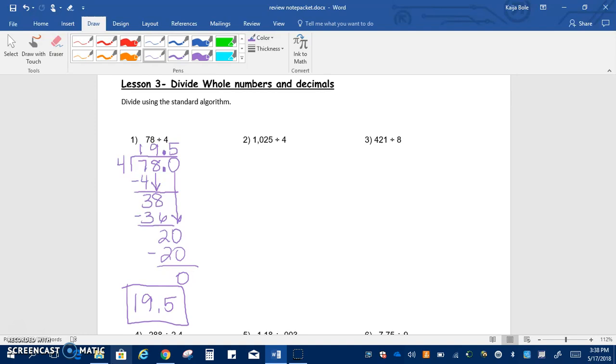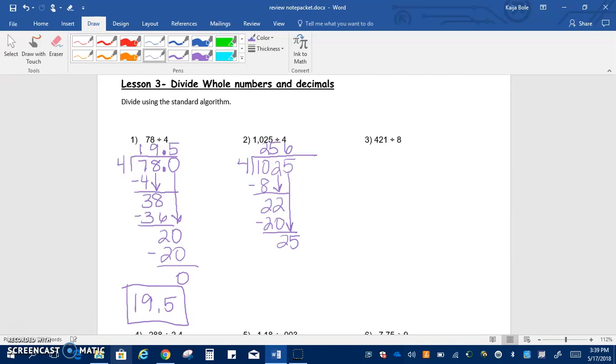Number 2, I have 1025 divided by 4. So my 1025 goes on the inside, my 4 goes on the outside. 4 does not go into 1, so we're going to look at how many groups of 4 go into 10. That would be 2. Subtract 8, and I'm left with 2, and I bring the other 2 down. How many groups of 4 go into 22? That would be 5 groups. So I subtract 20, I'm left with 2, and now I bring down the 5.